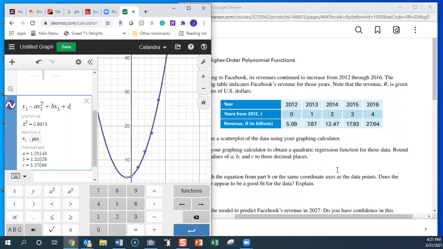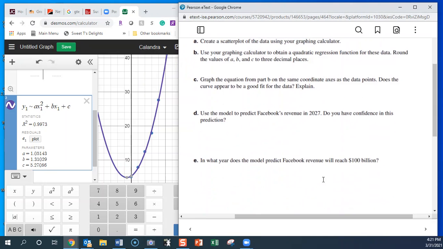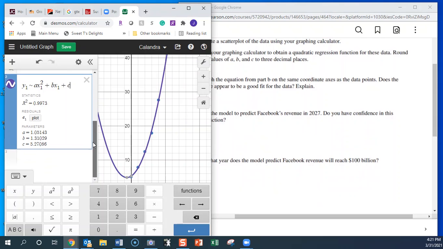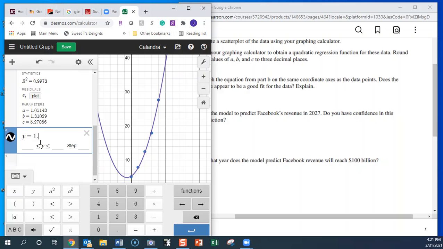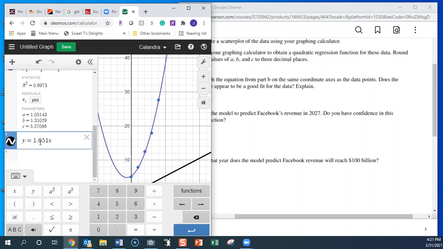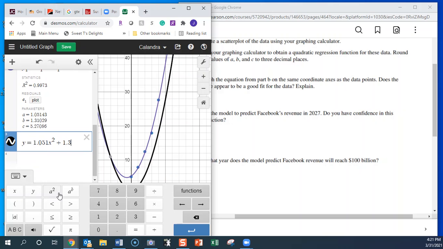Now we go back here and it asks us to graph the equation from part B on the same coordinate axis as the data points. Does the curve appear to be a good fit for the data? Explain. Okay, so basically what they want us to do is to type in our equation. So we will have y is equal to 1.051x squared plus 1.310x plus 5.271.